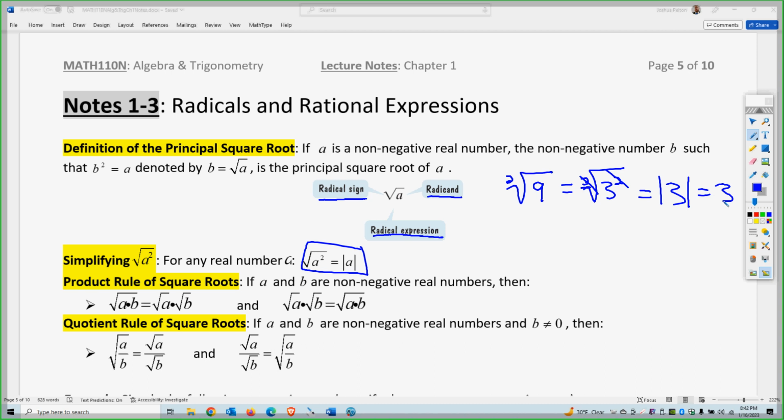Keep in mind that when it comes to a product, if it's the same radical, you can break them apart or you can put them together. The same is true for a quotient. You can break them apart or put them together, depending on what's easier for the situation to simplify. All right, so let's try some example problems.